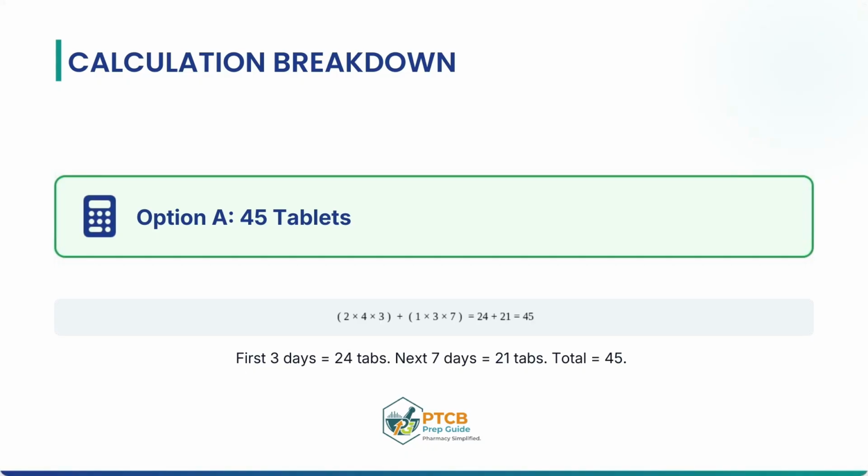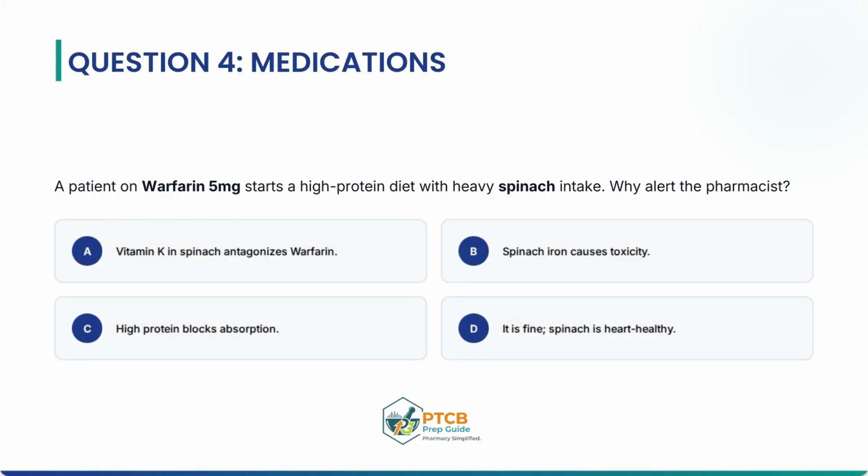For the first 3 days, they need 24 tabs. For the next 7 days, they need 21. Add those up, and you get 45. Up next is question number 4.